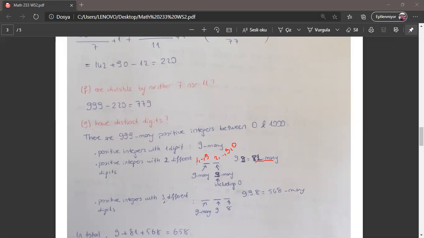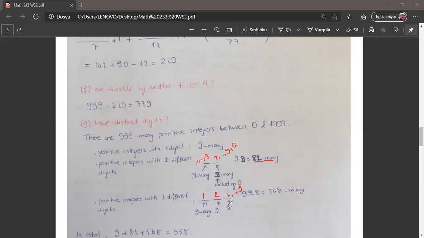What about the 3 different digits? Again, as in here we have 9, as in here we have 9, but here, for example, if we write 1, 2, here we can write 3, from 3 to 9, right?